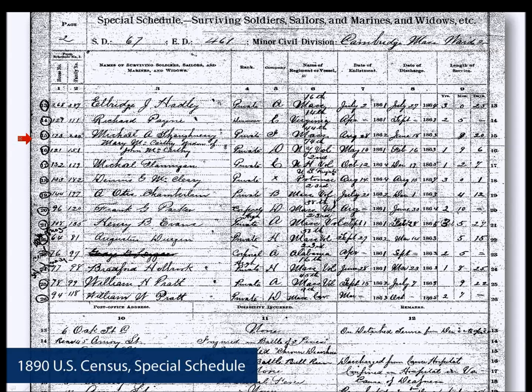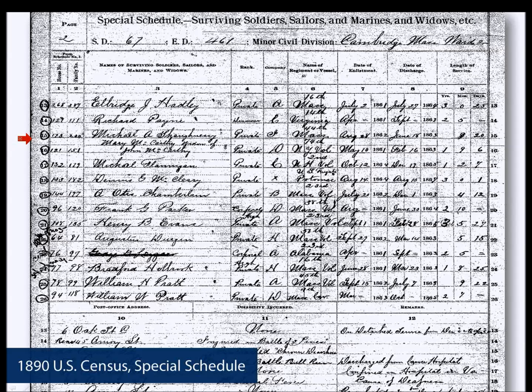Now, what we have on the screen here are a variety of soldiers listing their names as well as sailors. Then we'll look at the first one. Elbridge G. Hadley, who was a private in Company A, 16th Massachusetts. He enlisted July 2nd, 1861, and was discharged July 27th, 1864. And then here on the right gives his length of service.